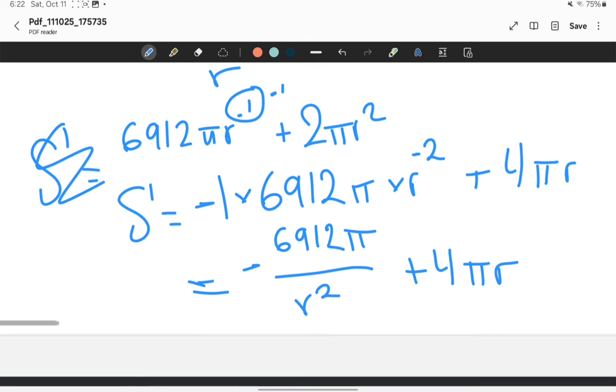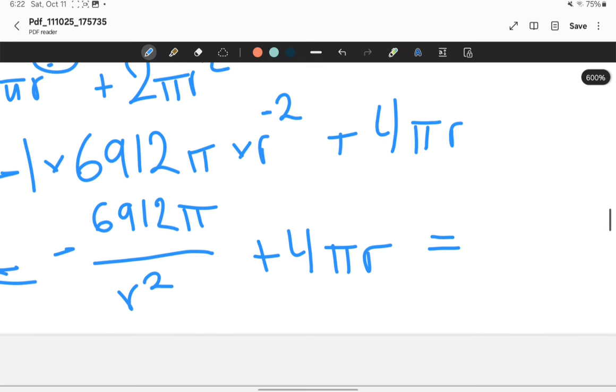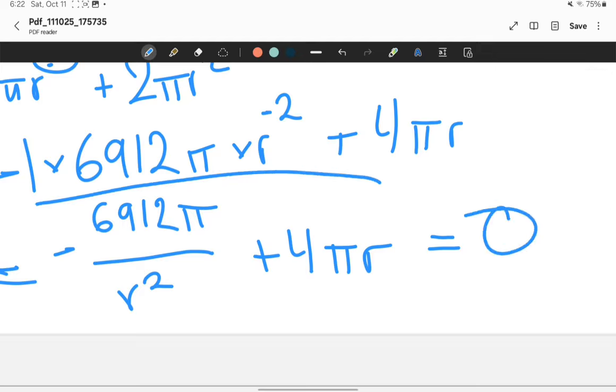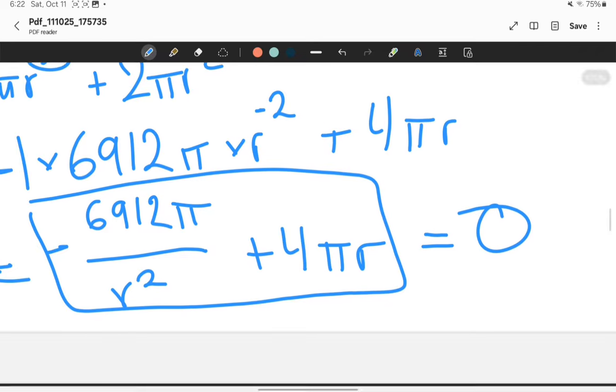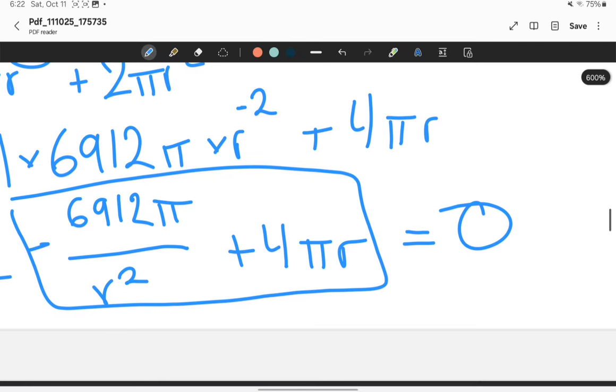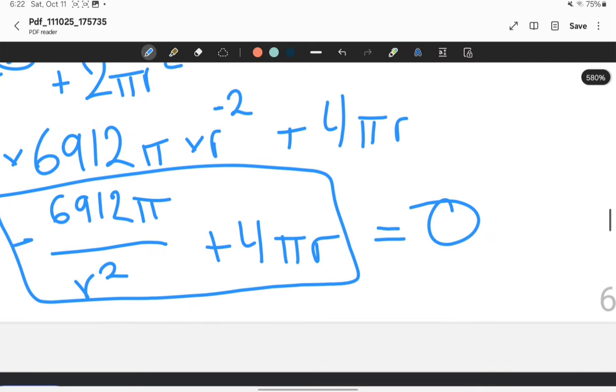Now after you differentiate this, you're going to want to set this equation equal to 0. So we have this, put it equal to 0. You could do shift solve. Instead of r on your calculator, just put x, shift solve, and you get r is 12.